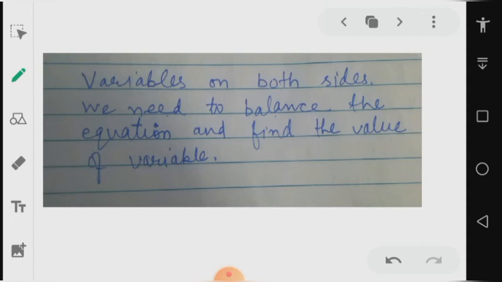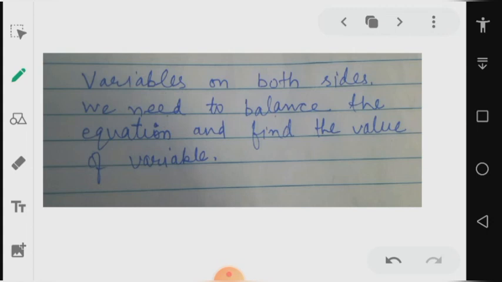Now, variables on both sides: if the variables are on both sides, then we need to balance the equation and find the value of the variable. Sometimes it is asked to solve the equation. The meaning of solving is that we want to find what x is. As x is the variable, it can take some constant value, yet we don't know before solving what the value of x is. First we will make the equation, then by balancing it we will come to know what x is.